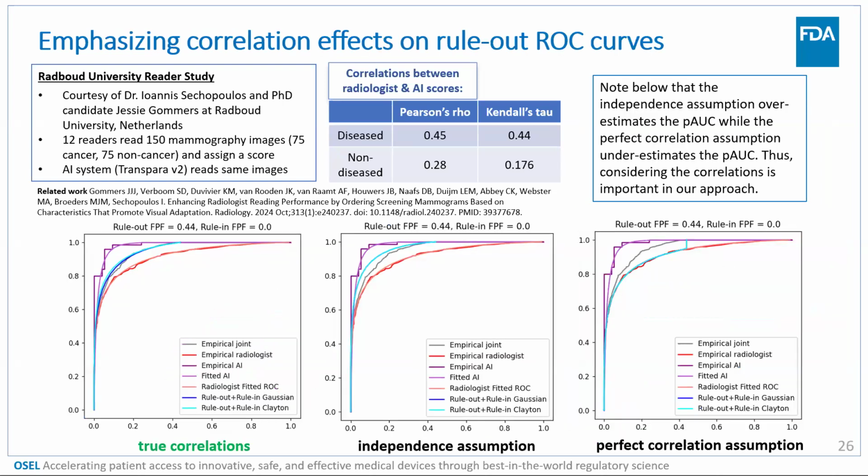So yeah, I want to emphasize the correlation effects also on these rule-out curves. On the left is the plot from the previous slide where I'm accounting for the true correlations. In the middle plot, I'm using an independence assumption where I'm assuming the radiologist and AI are completely independent. And on the right, I'm assuming that the AI and radiologist are perfectly correlated. You can see that this overestimates the AUC and this underestimates the ROC at every point. So the use of the actual correlation measures is really important in this modeling.